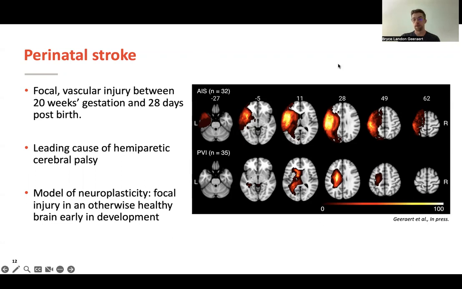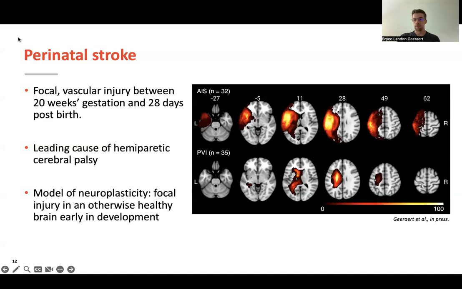These are different subtypes of perinatal stroke. You can see one subtype covers a large swath of cortical and subcortical brain tissue, whereas another one's more limited to ventricular space. And perinatal stroke is an interesting model of neuroplasticity. It's an otherwise healthy brain, typically, with a focal injury early in development. So there's a chance to look at reorganization of the brain, or of white matter in particular, compensation in response to an early lesion.